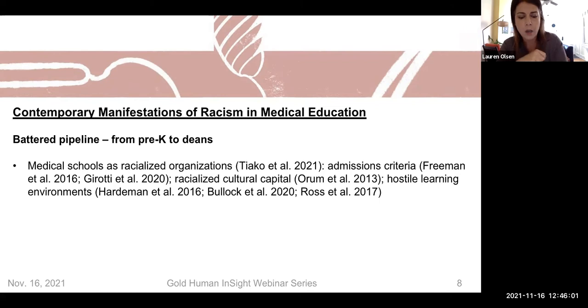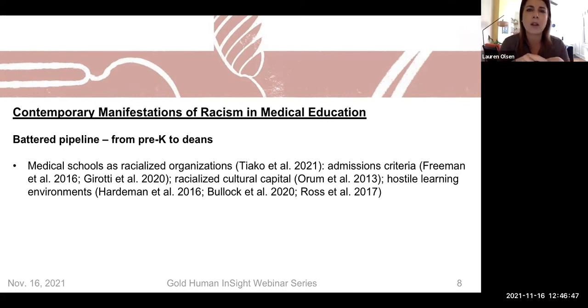The final aspect of this is the hostile learning environments, and there's been a large body of research documenting racial discrimination and stereotyping that's happening in both the preclinical curriculum as well as students rotate in their clerkships. And this research has surveyed both people of color as well as white folks in noting these different moments. And this happens both in more explicit, overt displays of racism, but it also happens more directed at a student, and more implicitly through negative role modeling.